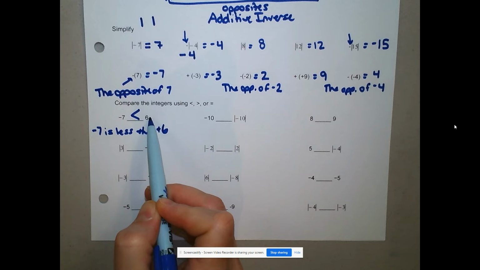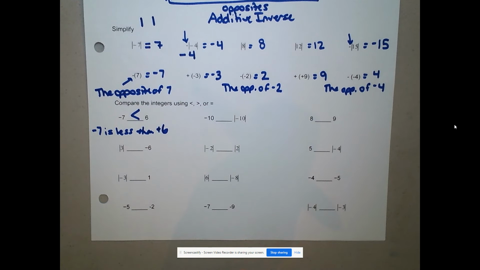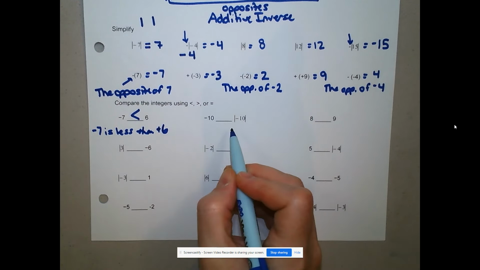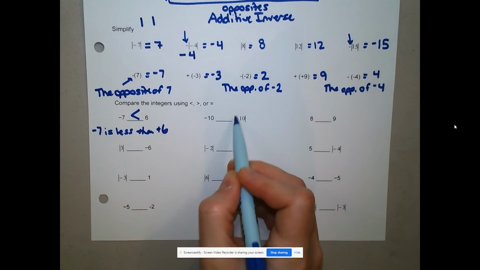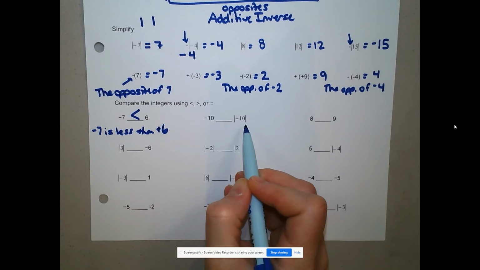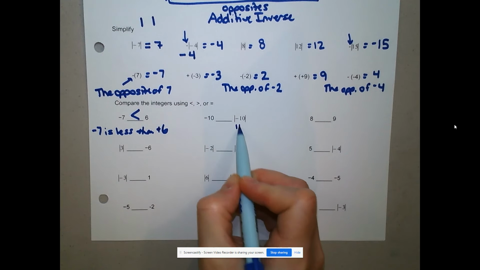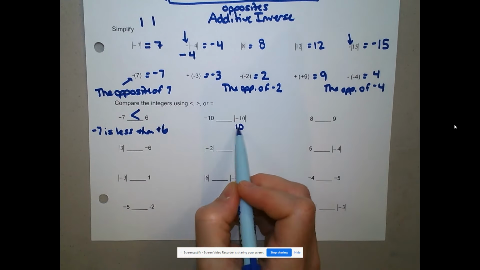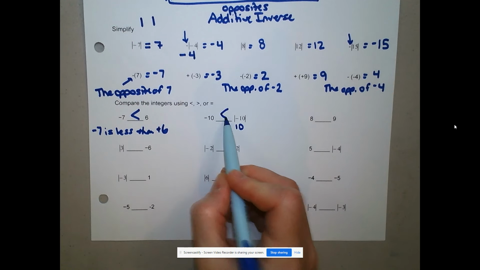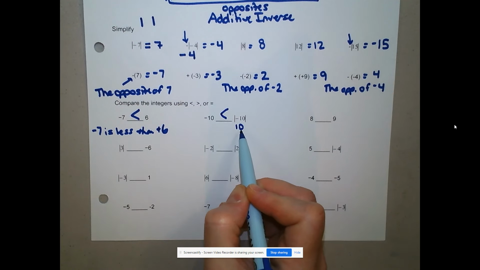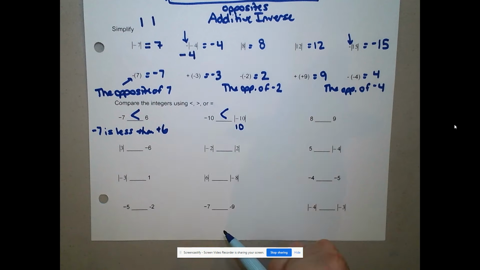6 is the greater number because it's next to the greater part of the sign. Now, we're not going to try to do this one until we interpret the right-hand side, the absolute value of -10. What is the absolute value of -10? It's 10 away from 0. So 10 compared to -10, the 10 on the right is worth more. It's greater than the negative 10 that's on the left.